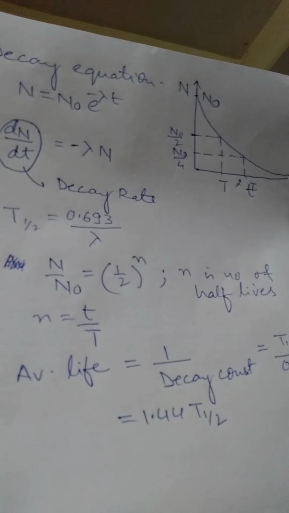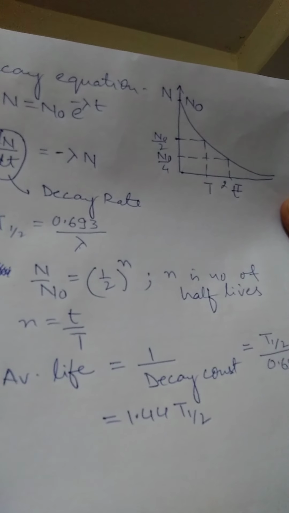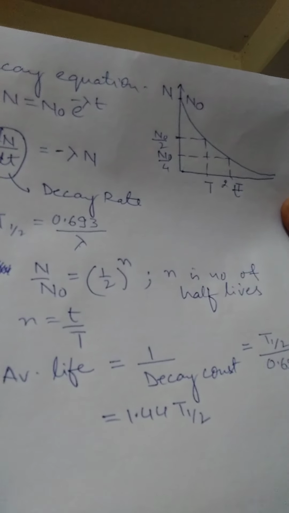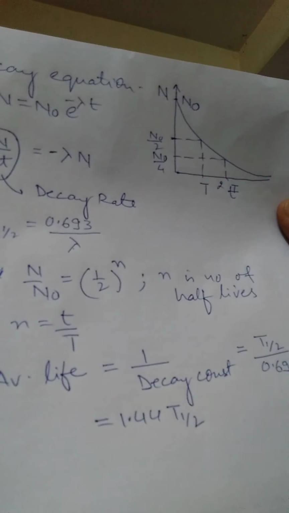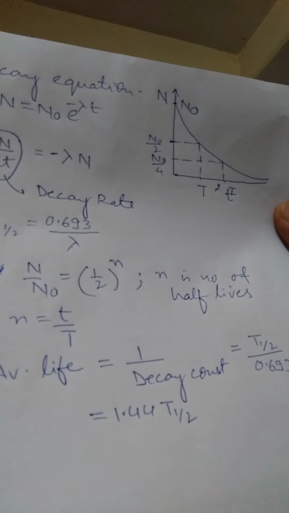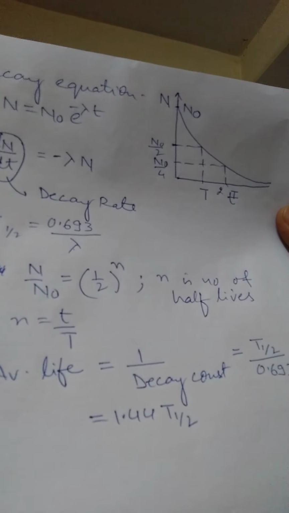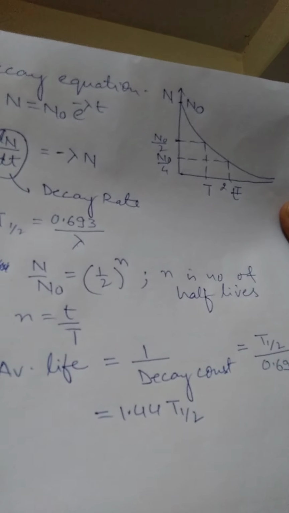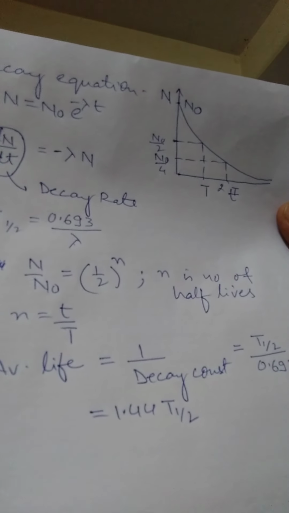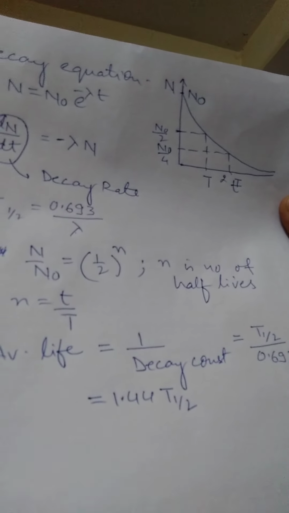Average life is equal to 1 by decay constant, and if you are putting the value of decay constant, that is 0.693 upon t half, so you may get average life is equal to t half upon 0.693, that is 1.44 t half. I think this way of learning is very easy. Average life is equal to 1.44, approximately 1.5 times the half life period.